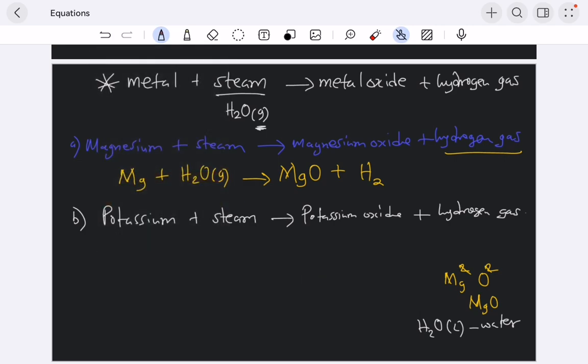What is potassium? Potassium is capital K. What is steam? H2O gas. What is potassium oxide? Potassium oxide means I'm combining potassium and oxygen. The valence number of potassium is 1 and the valence number of oxygen is 2. When I interchange, I'll get K2O. So K2O plus H2. So that is the chemical equation.